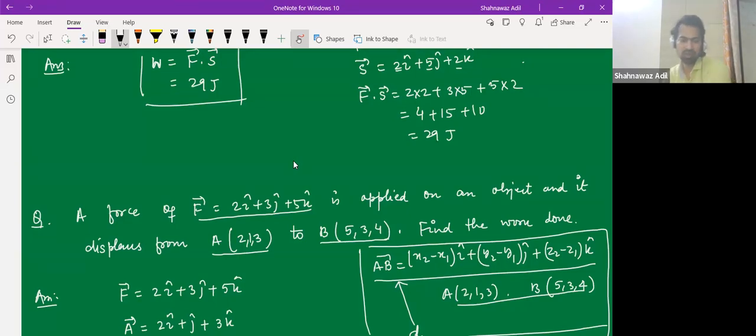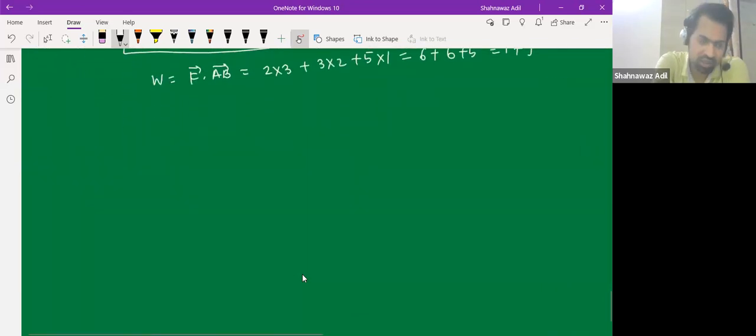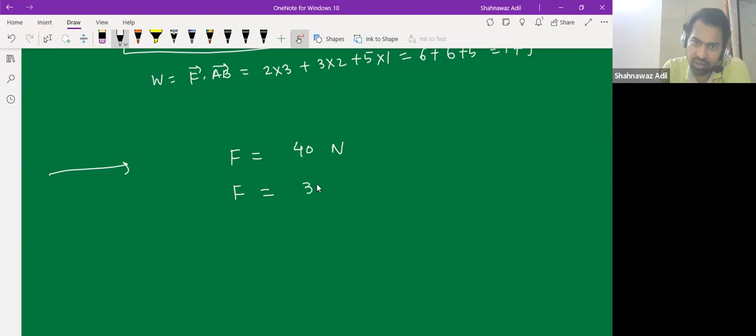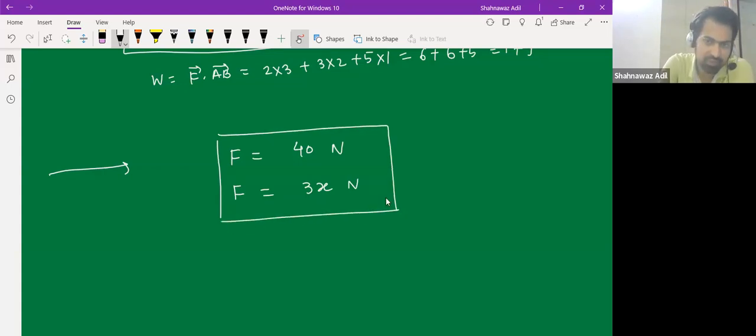Okay, so let me write two things. So let's say you have F, which is 40 Newton. And let's say if I write F, which is 3x Newton. Do we have any difference in these two forces?